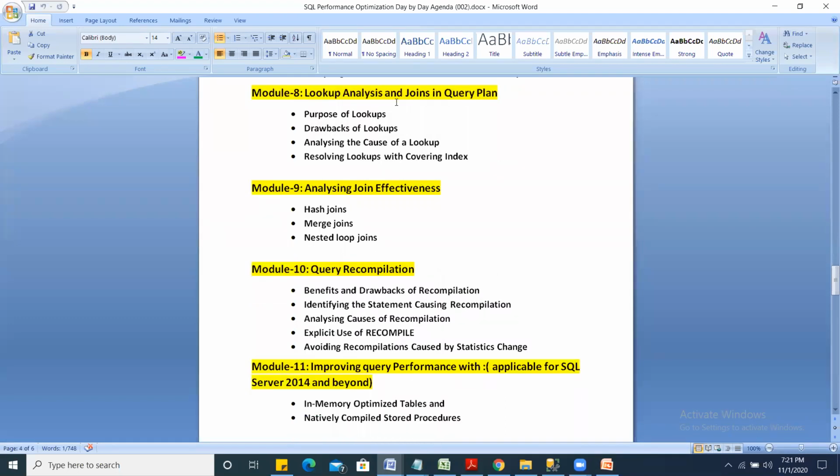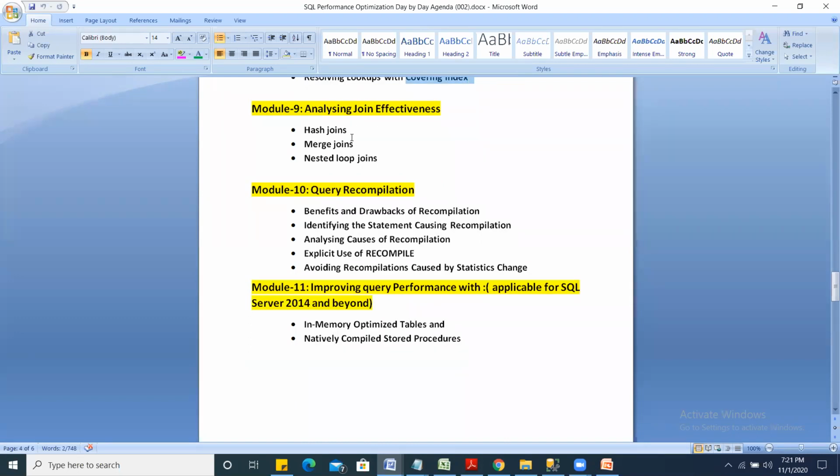Then again, we are talking about lookups, right? So one was lookup, that is bookmark lookup, and another was key lookup we saw yesterday, right? But we didn't especially talk about this. So we will talk about this during the course and how to resolve this lookup operator using covering index, right? Then you have three kinds of join used by the optimizer: hash join, merge join, and nested loop join.